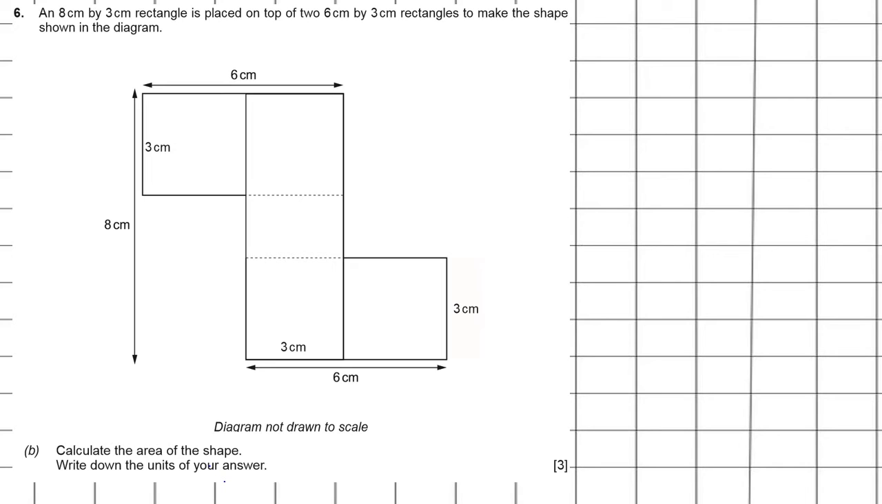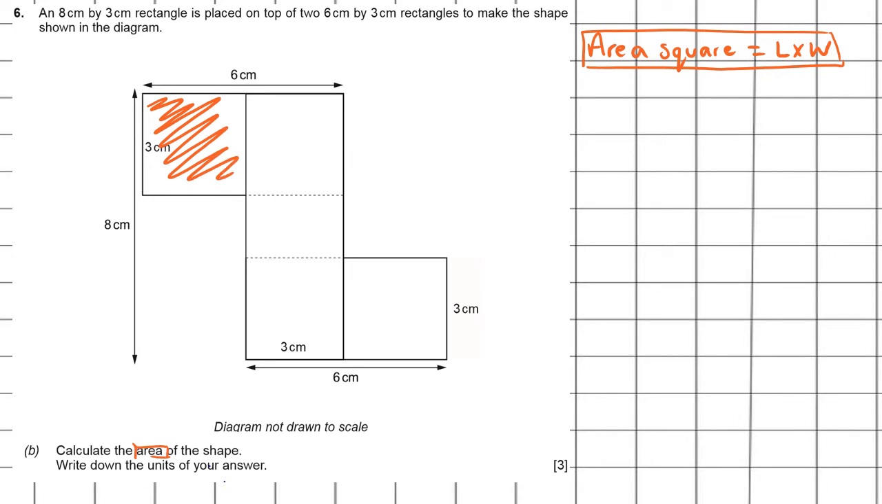Okay, so area this time. So the area of a square or rectangle equals length times width. That's the formula we need to know for this. This is how we work out area. So let's work out this area first. So we know this is 3 times 3. So that's 3 times 3 gives us 9.